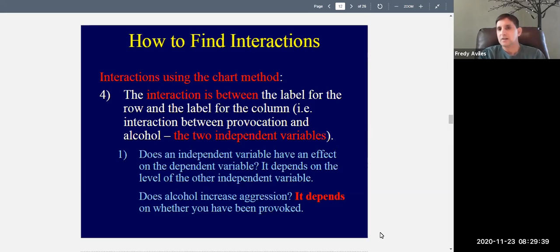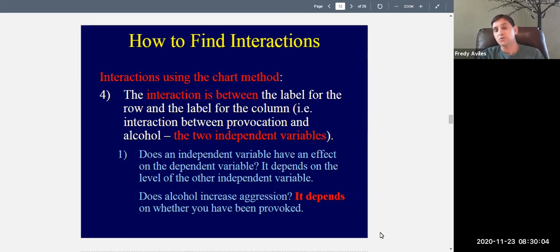Okay, so does an independent variable have an effect on the dependent variable? It depends on the level of the other independent variable. That's what that means. So does one factor have an effect on the dependent variable? It depends on the level of the other independent variable. It depends on the other factor. So another way to say that is, does alcohol increase aggression?